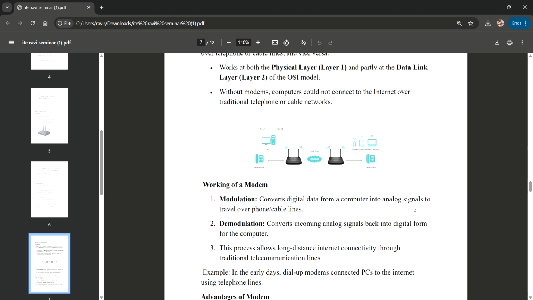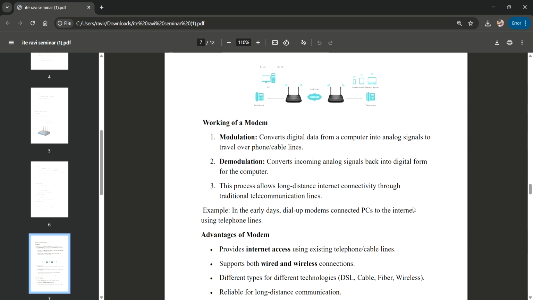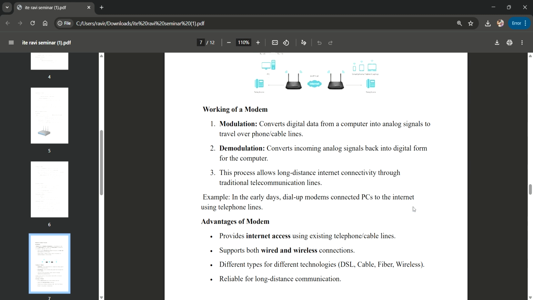So, the working of a modem involves two processes, that is modulation and demodulation. Modulation is the process of converting the digital data from a computer into analog signals to travel over the phone or cable lines. Demodulation is the process of converting the incoming analog signals back into digital form for the computers. This process allows long distance internet connectivity through traditional telecommunication lines. For example, in the early days, dial-up modems connected PCs to the internet using telephone lines.